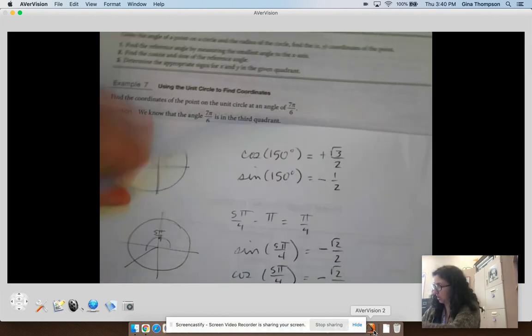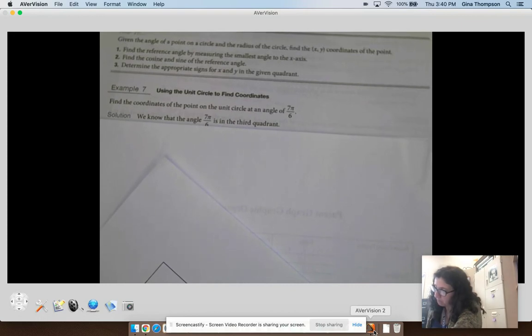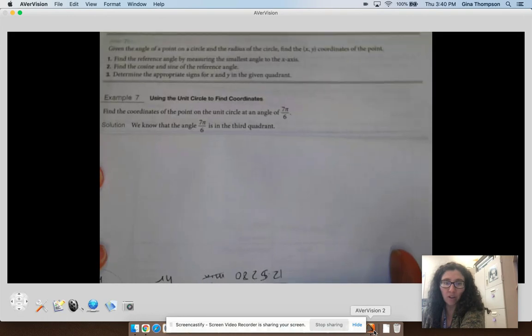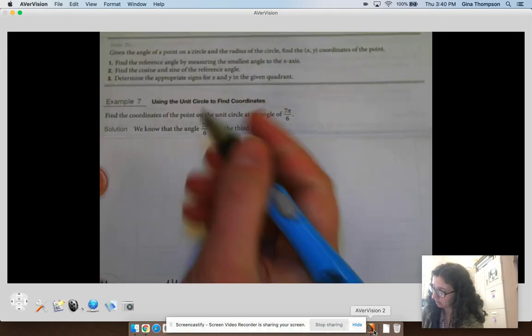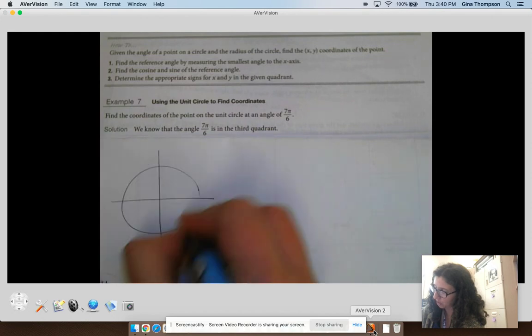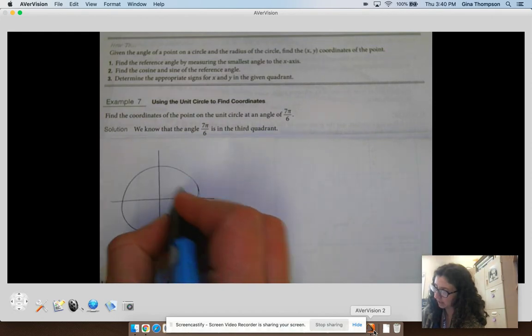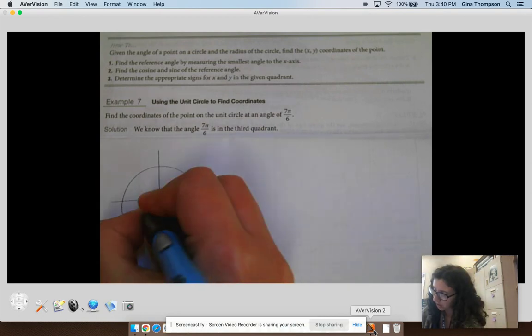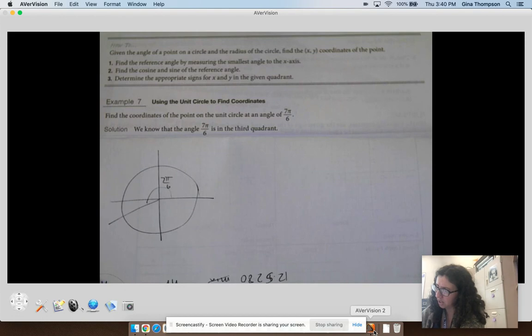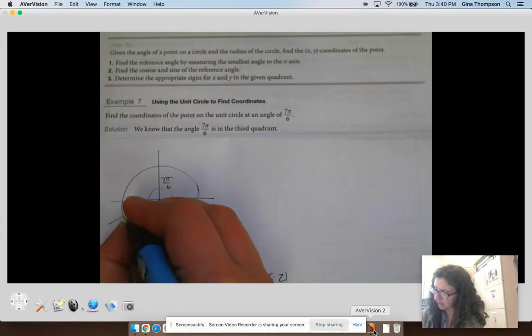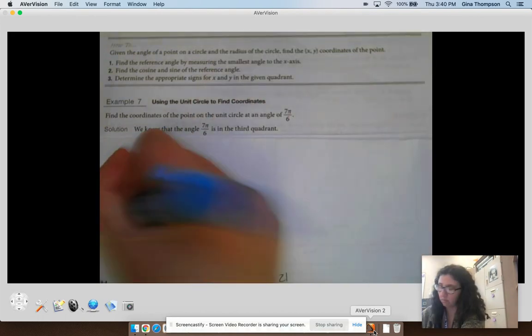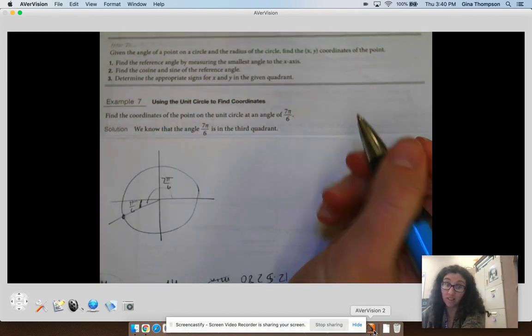What if the question asked, let's see, I'll pull this down. Find the coordinates of the point on the unit circle at an angle of 7 pi sixths. So what's this asking? Here's our unit circle. 7 pi 6, this is 6 pi 6, so it's a little bit past it. So this is 7 pi 6. So the reference angle is going to be pi 6 here. It's asking for the coordinates of this point, which is really just the cosine and sine.